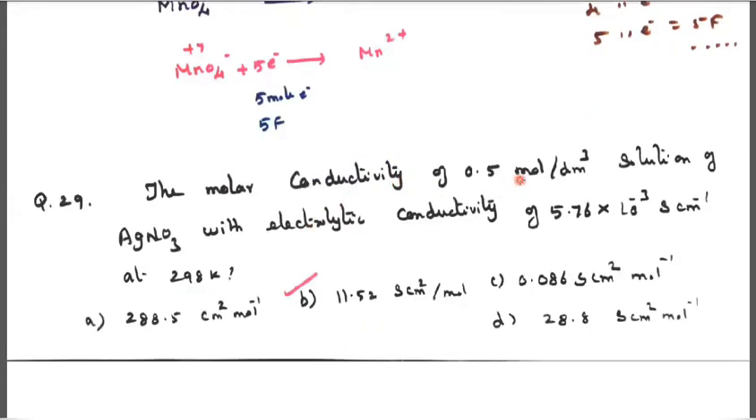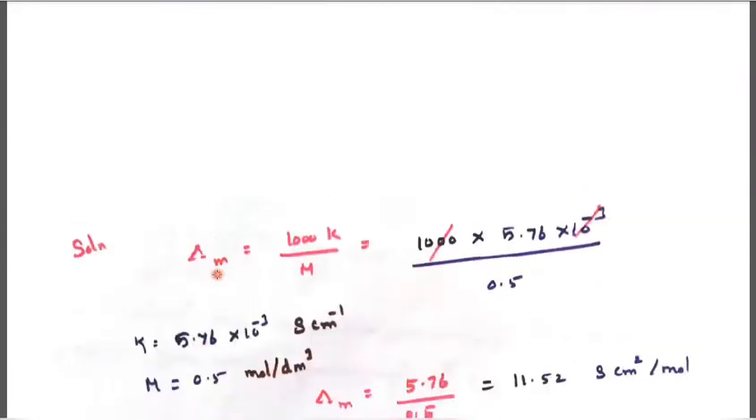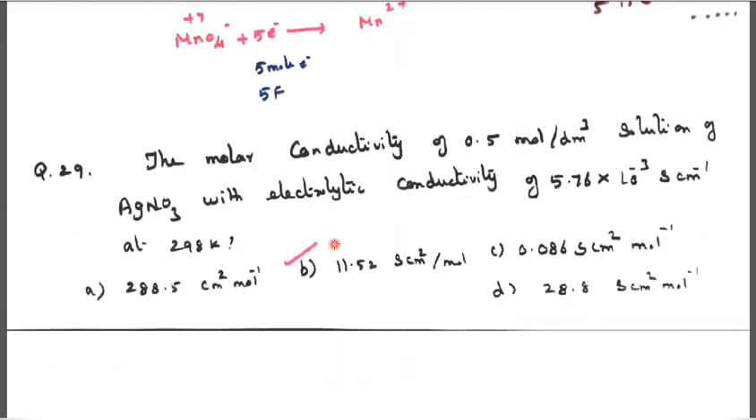The molar conductivity of a 0.5 mole per decimeter cube solution of silver nitrate, AgNO3, with electrolytic conductivity of 5.76 into 10 to the power of minus 7 Siemens per centimeter at 298 Kelvin. So here the answer: the formula for molar conductance, lambda m, is equal to 1000 into kappa divided by M. So M is 0.5. Kappa is called the conductivity.